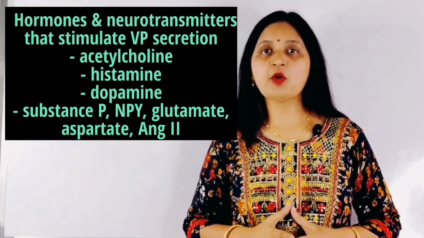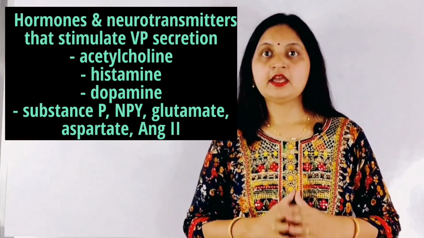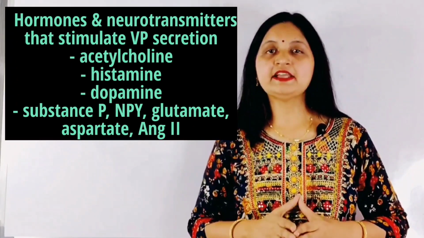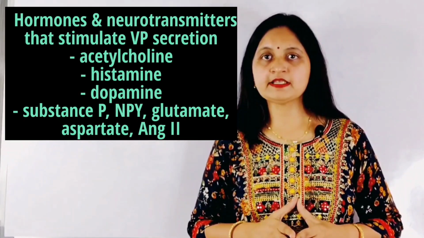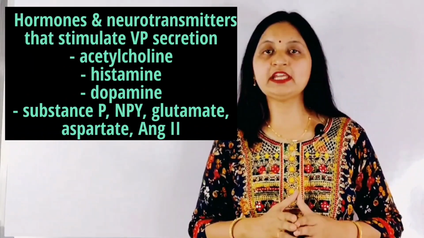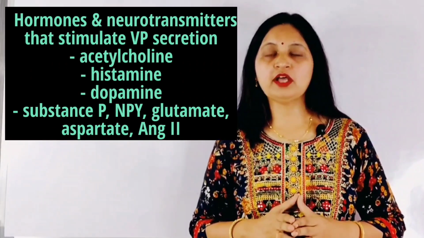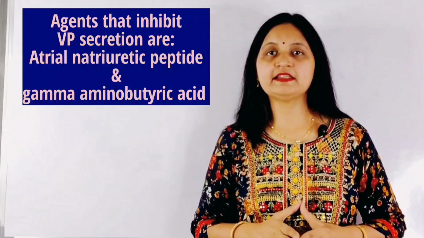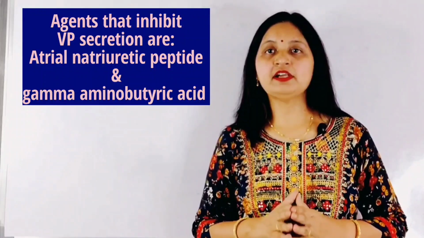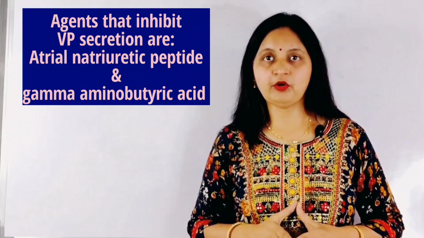Next, there are certain hormones and neurotransmitters that can stimulate or inhibit vasopressin release. Examples of agents that stimulate vasopressin secretion are acetylcholine, which stimulates the nicotinic receptors, histamine, which stimulates the histamine receptors, and dopamine, which stimulates the D1 and D2 receptors. Substance P, neuropeptide Y, glutamate, aspartate, prostaglandins and angiotensin II also stimulate vasopressin secretion, whereas atrial natriuretic peptide and gamma-aminobutyric acid inhibit vasopressin levels in the body.